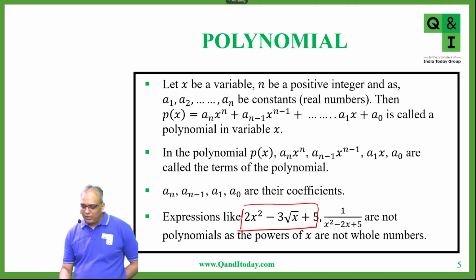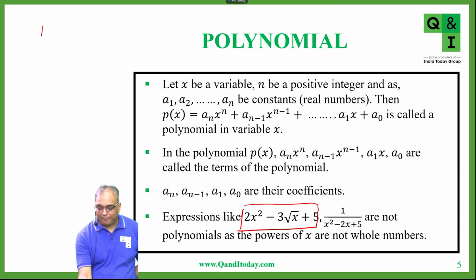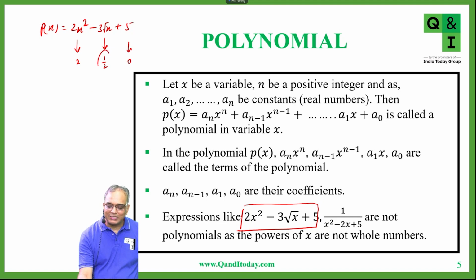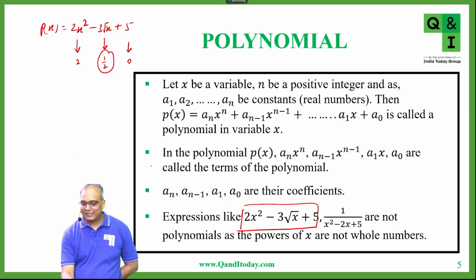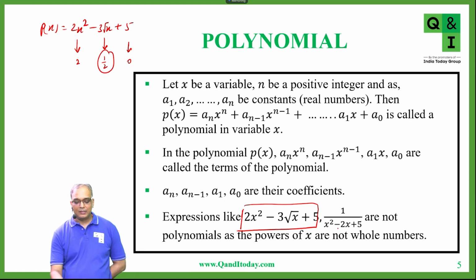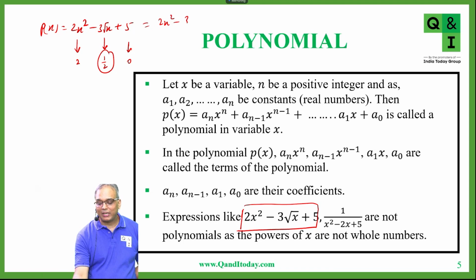Okay, so here, if you see the polynomial p(x) as 2x square minus 3 root x plus 5. Here you can see power of x is 2. Power of x, because it is root x, will be 1 by 2. And here power of x is 0. Since the power of x here is a fraction and not a positive integer, that's why this is not a polynomial. Is it clear? So 2x square minus 3 root x plus 5 can be written as 2x square minus 3 x to the power 1 by 2 plus 5.